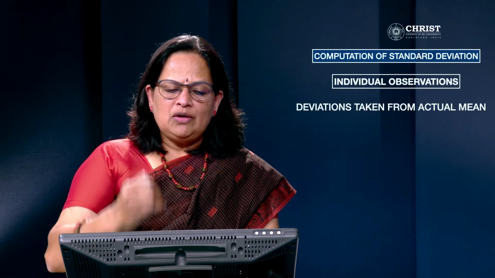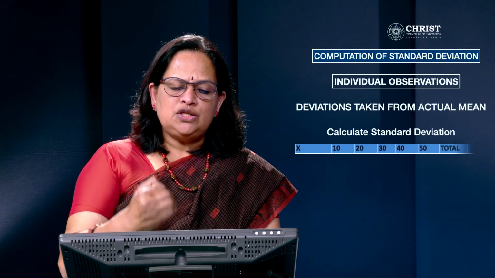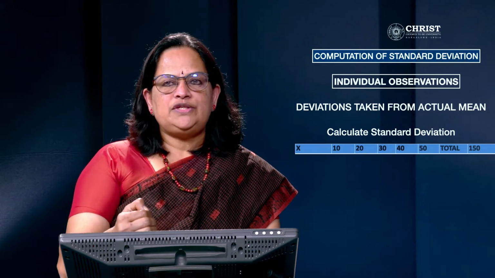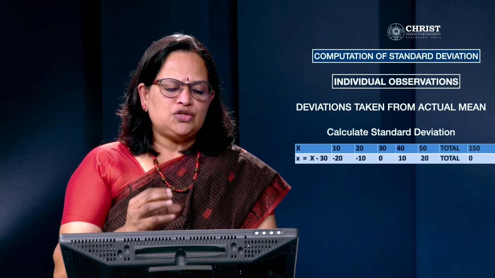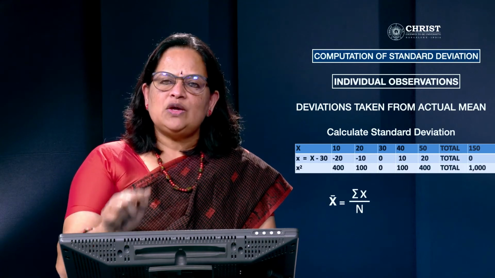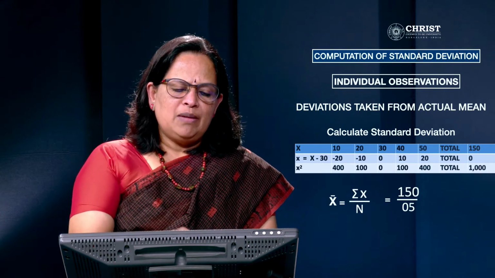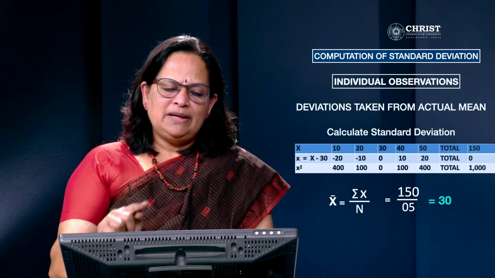Now the first problem we will take using the actual mean. Calculate the standard deviation for the following observations. Values of x: 10, 20, 30, 40 and 50. The total value is 150. First we have to calculate the mean of the distribution. Mean is equal to sigma x divided by n. Sigma x, we have seen, is 150, and the number of observations is 5. So 150 divided by 5, you will get 30.